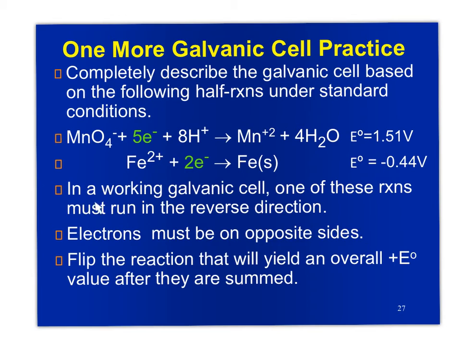In a working galvanic cell, one of these reactions must run in the reverse direction. So we have to flip one of these. The electrons must be on opposite sides. Which one will we flip? If we flip that one, we get a positive and a positive, and those added make a positive. But if we flip the top one, you'll have a negative, and that won't be a spontaneous reaction. So we must flip the bottom reaction.